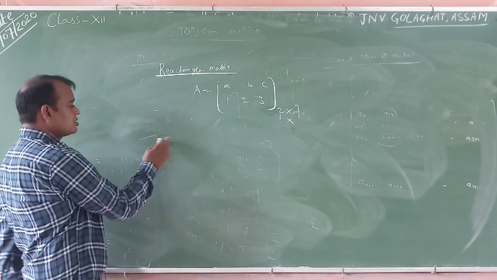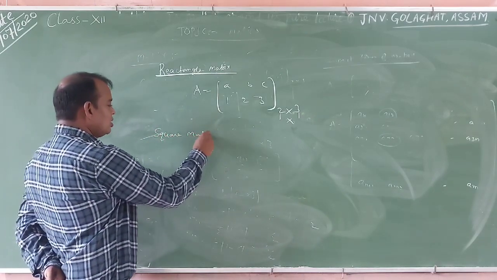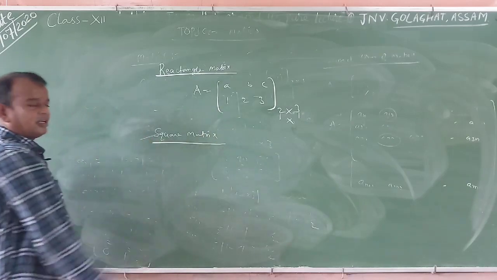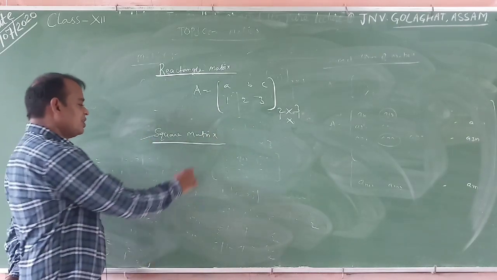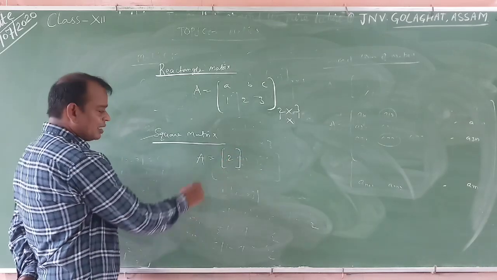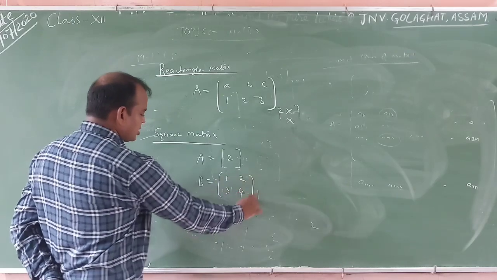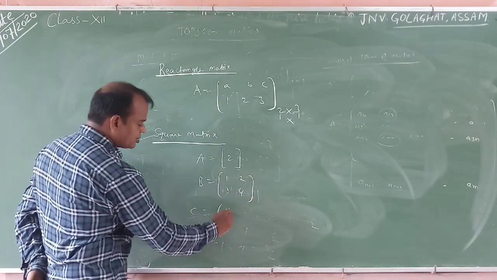Next one is the square matrix. What is the meaning of the square matrix? In this one, the number of rows is equal to the number of columns. Number of rows is equal to number of columns. Observe each and every one. Write the examples.